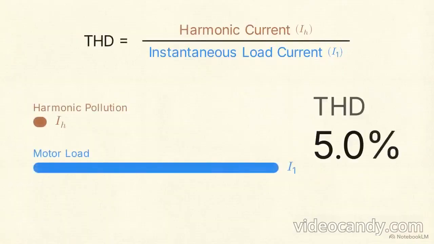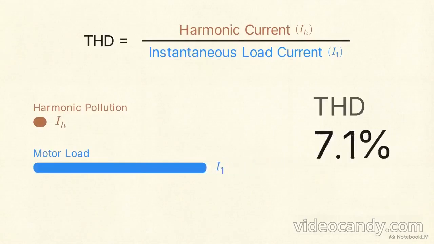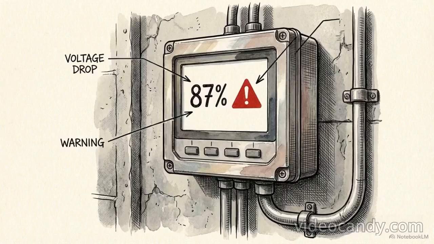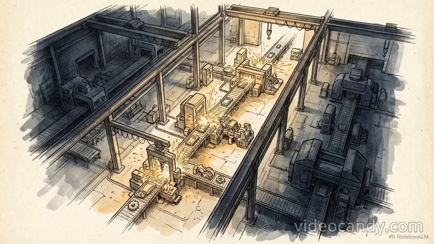But calculating current distortion this way contains a mathematical flaw. Look at the equation. It uses the instantaneous load current as the denominator. If a facility's motors are idling or running at low capacity, that denominator shrinks. As it drops, the resulting THD percentage artificially skyrockets into severe warning zones.